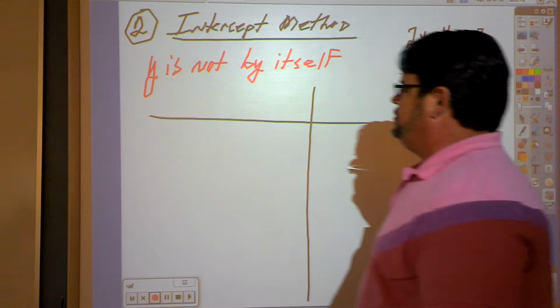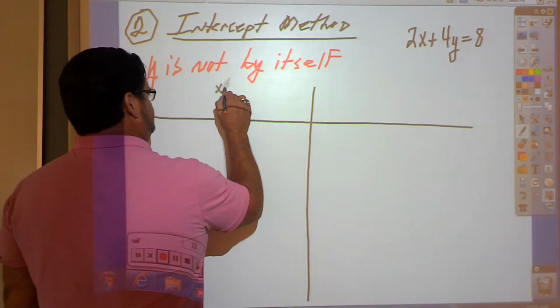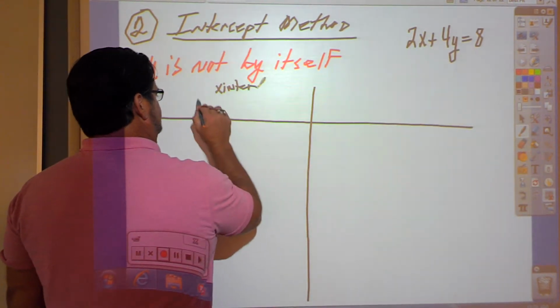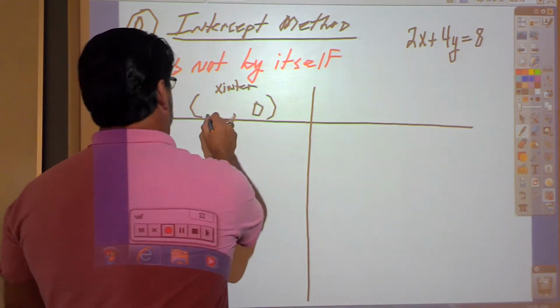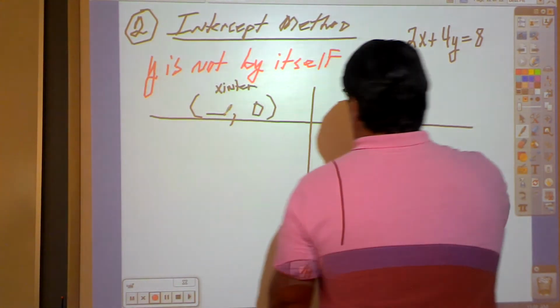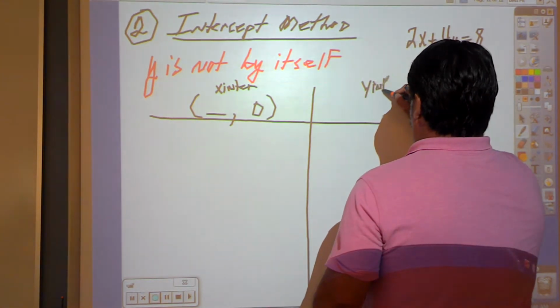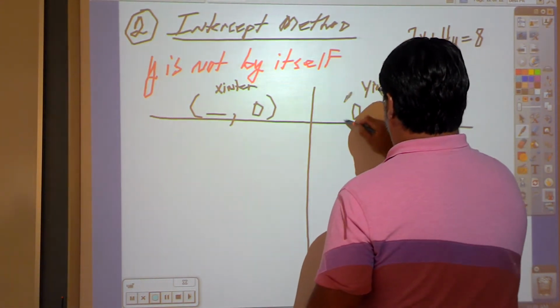The second thing you do is you put x-intercept right here. Put 0 for y. Y-intercept right here. 0 for x.